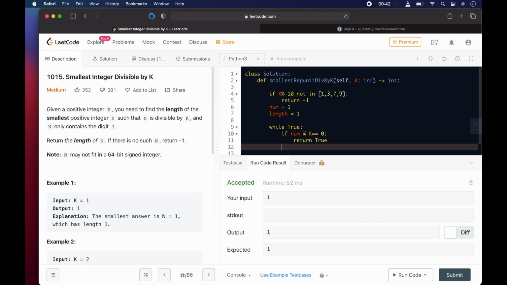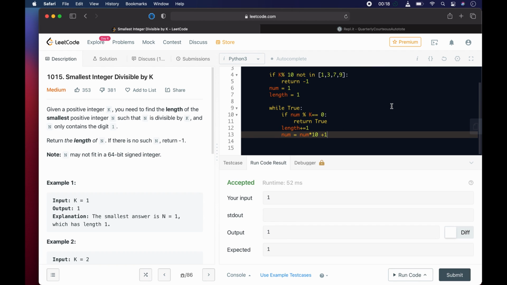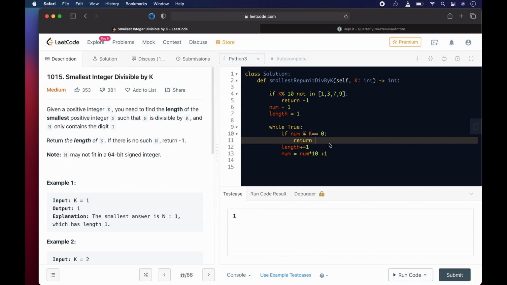So we'll start off at 1, of course, and then after that we need to increase the length by 1, and then increase the number. And how we convert 1 into 11 is pretty simple, right? We take num, we multiply it by 10, then we add 1. So it will convert 1 into 11, and then 11 into 111, and then 1111, and so on and so forth. Instead of returning true, we're supposed to return the length, so we say length rather than true, right?